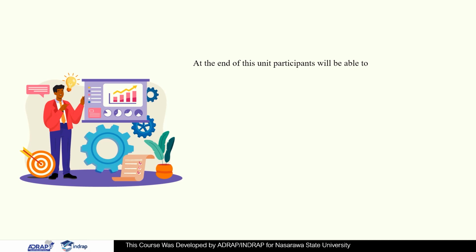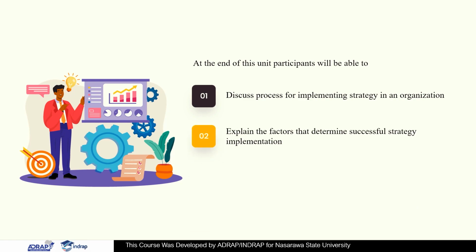At the end of this unit, participants will be able to: one, discuss the process of implementing strategy in the organization; two, explain the factors that determine successful strategy implementation. Take notes.